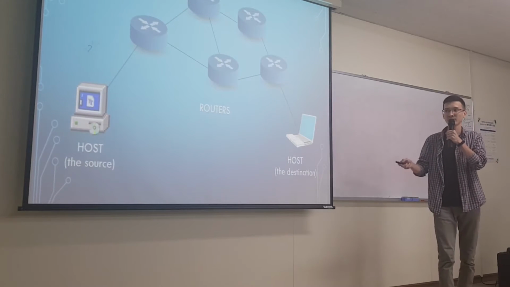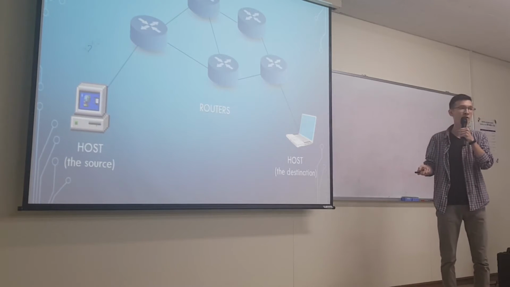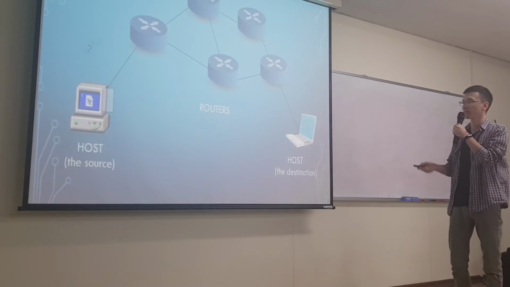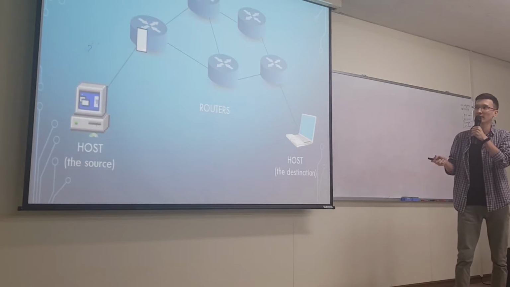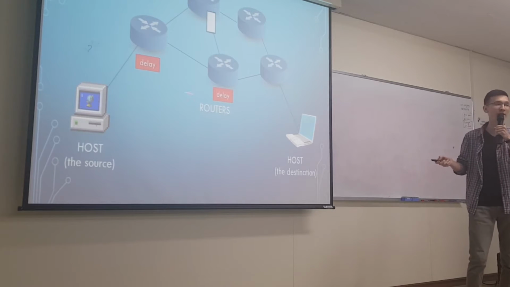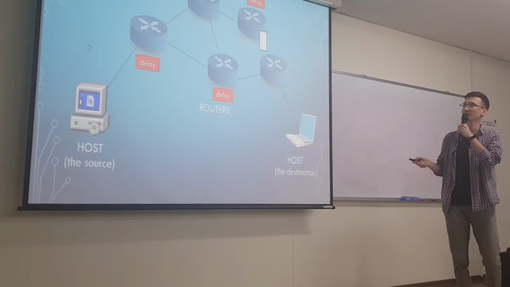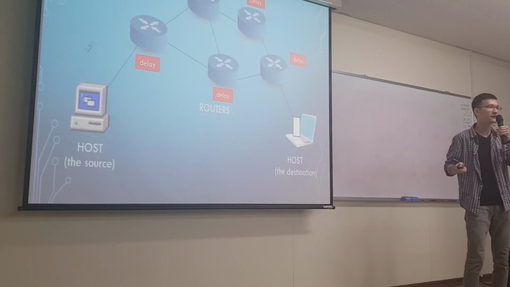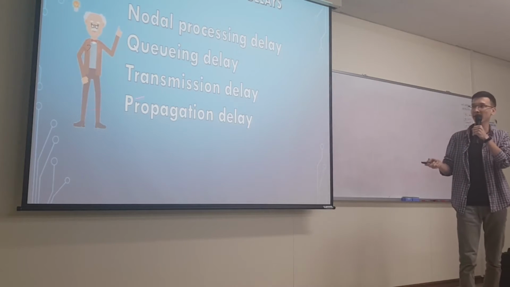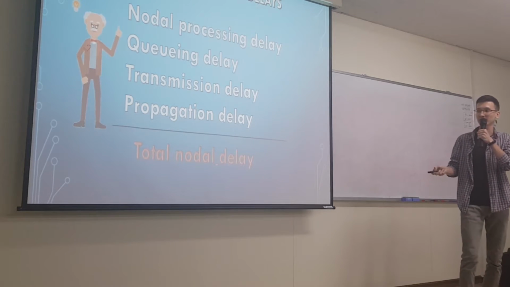Now pay attention. We have two hosts, the source host and the destination host. And the first host wants to send the packet to the destination. What happens here? Packets will go through each router, and in each router, some delay occurs. You see, delay in the routers. And what kind of delays are they? Nodal processing delay, queuing delay, transmission delay, and propagation delay. And all of them together are called total nodal delay.